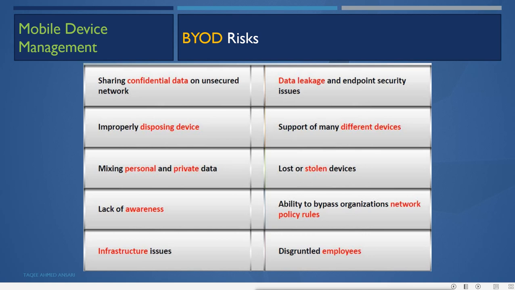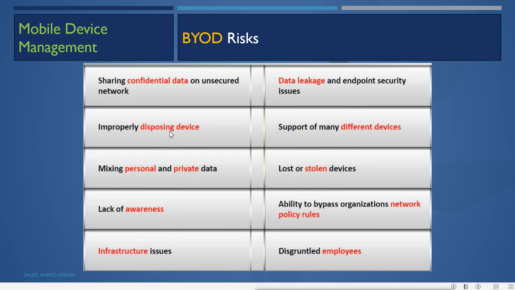Because the user is getting their own devices and using the organization's data on them, there is a chance of sharing confidential data on an unsecured network. They can also transfer data over an unsecured network, and that can lead to data leakage and endpoint security issues. Then improperly disposing devices. That means the user's mobile is no longer working, or maybe he wants a new device, so he just sells or throws away those devices or gives them to someone else.